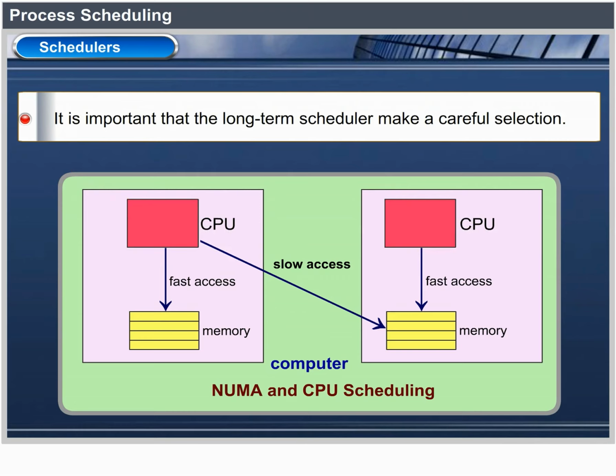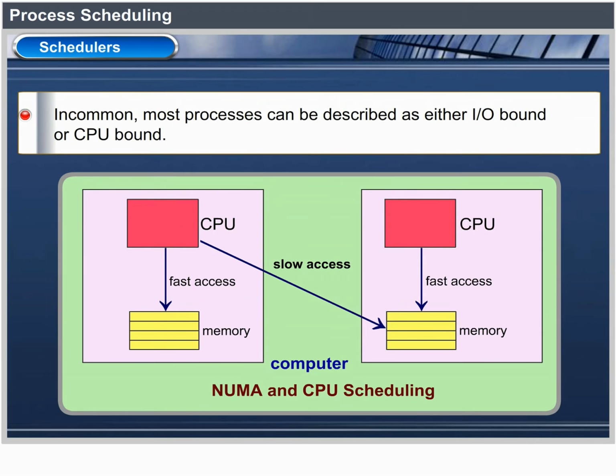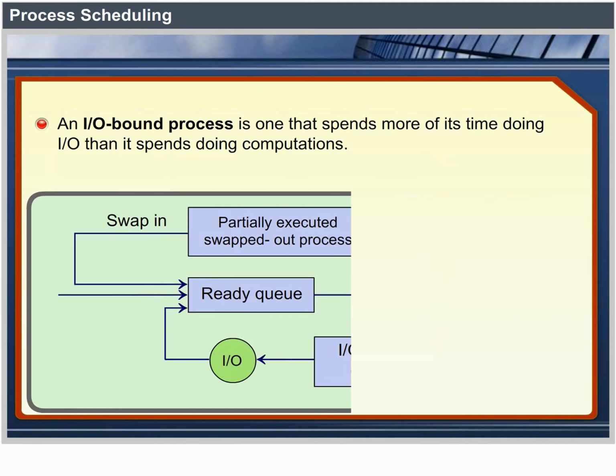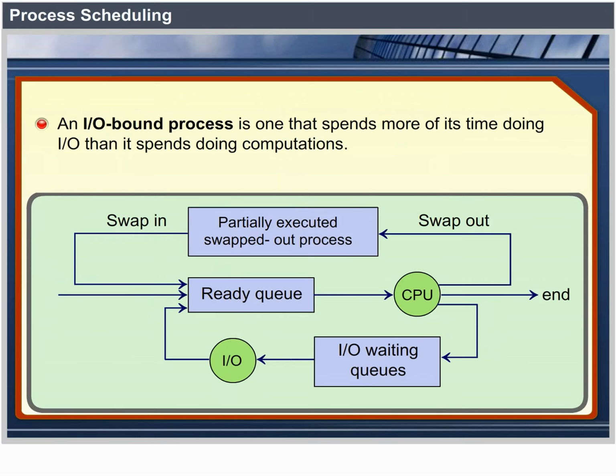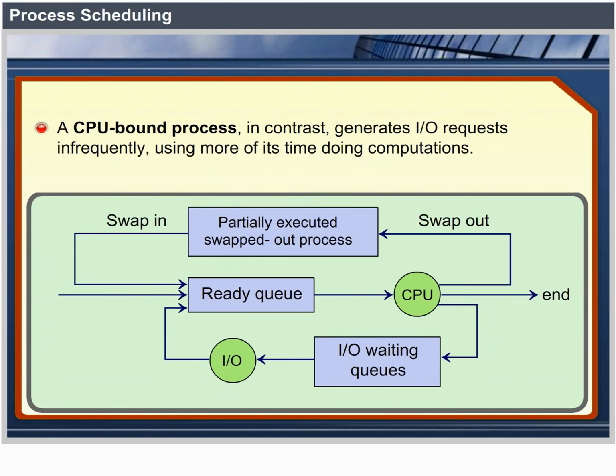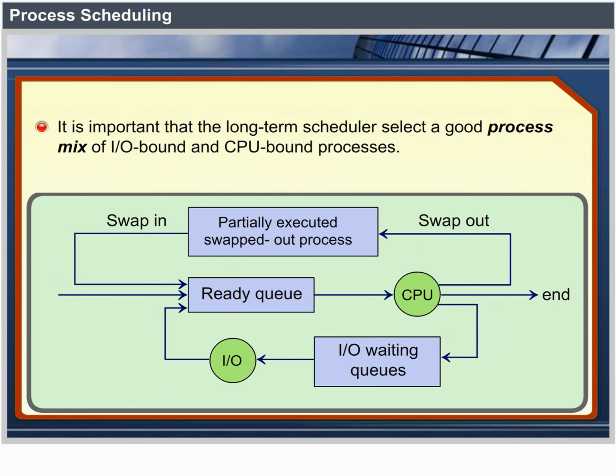In general, most processes can be described as either input-output bound or CPU bound. An input-output bound process is one that spends more of its time doing input-output than it spends doing computations. A CPU-bound process, in contrast, generates input-output requests infrequently, using more of its time doing computations. It is important that the long-term scheduler select a good process mix of input-output bound and CPU-bound processes.